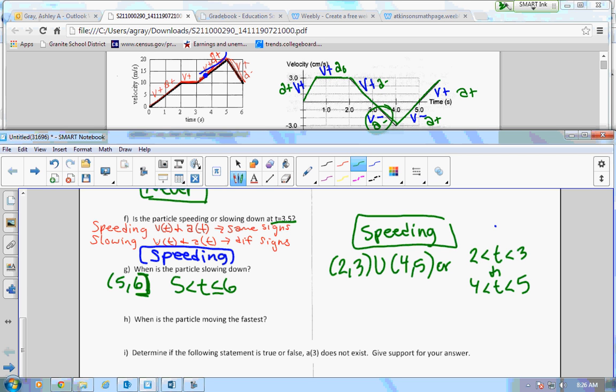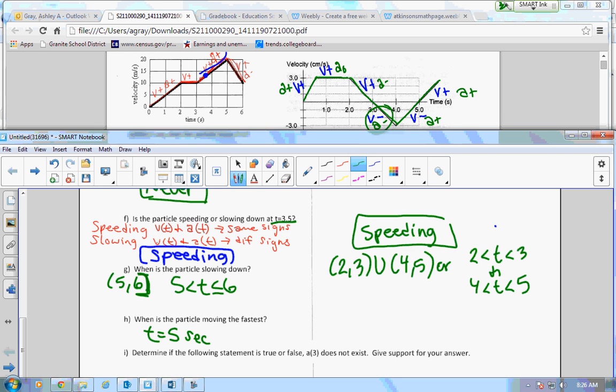The furthest away it is, which we take the absolute value, so it doesn't matter if it's on the positive side or the negative side. So on H, when's it going the fastest? Meaning, when is it the furthest away from the x-axis? Yeah, t equals 5 seconds.